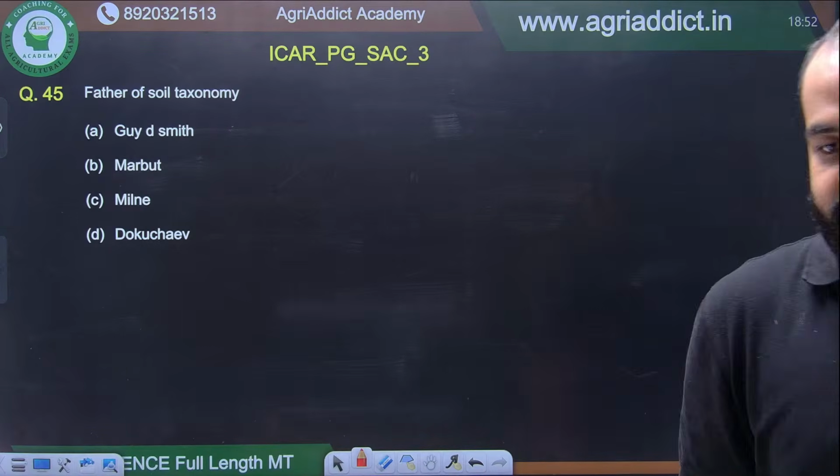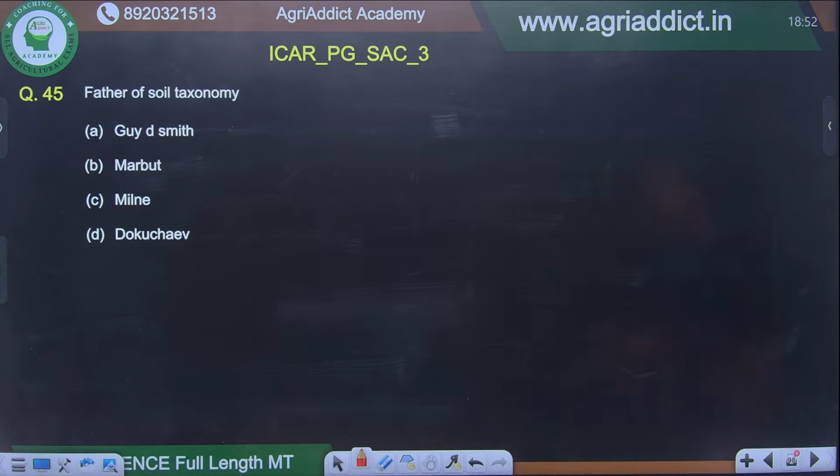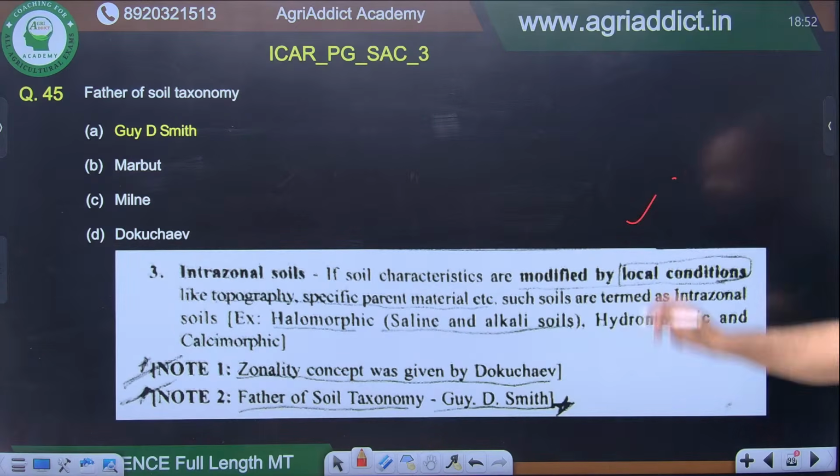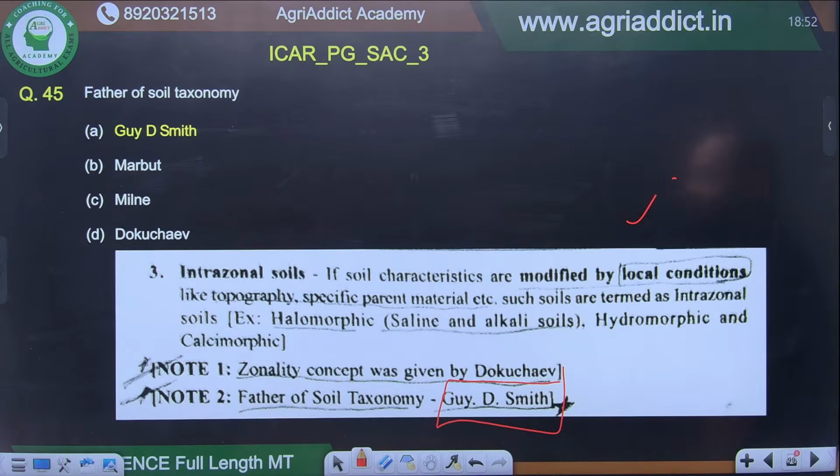Again, a very easy question. There will be no time wasted for this. 15 minutes, 15 questions. Let's see if we can complete 15 questions in 15 minutes. Yes, option A is correct answer. I have taken this from treatise. Father of soil taxonomy is Guy Smith. You have to be very thorough with your treatise.